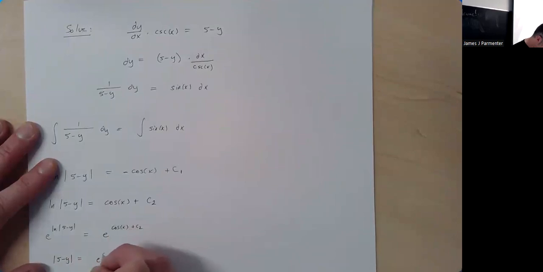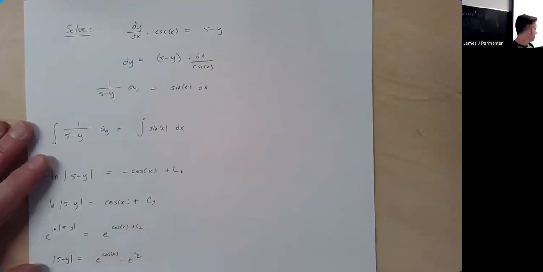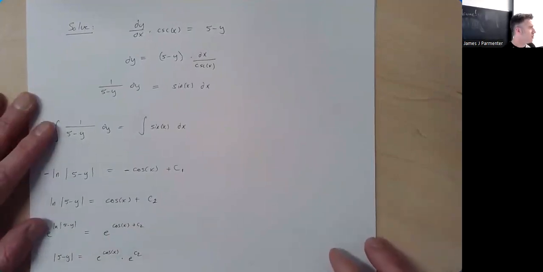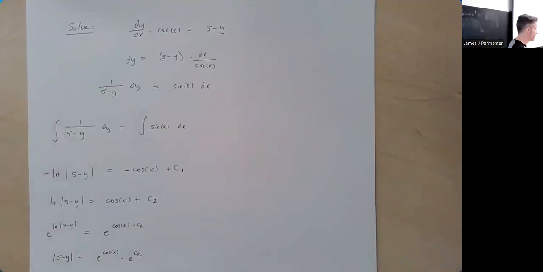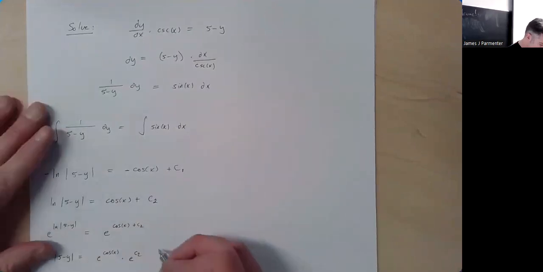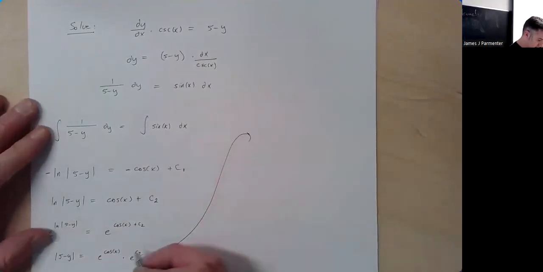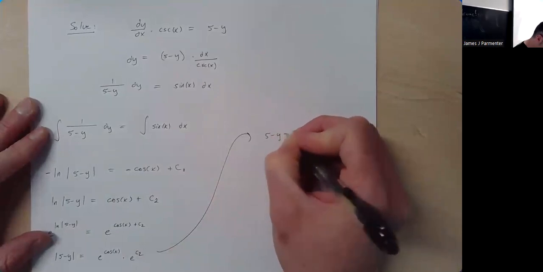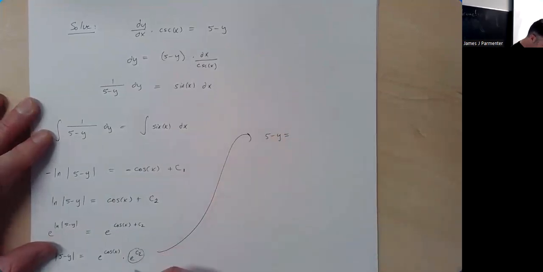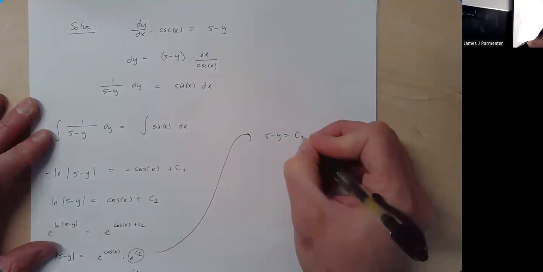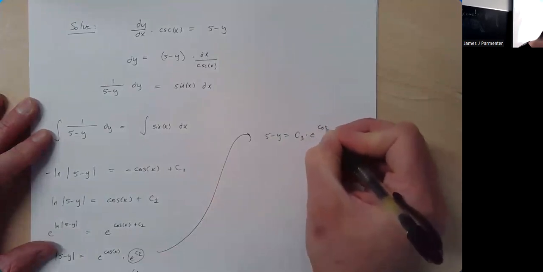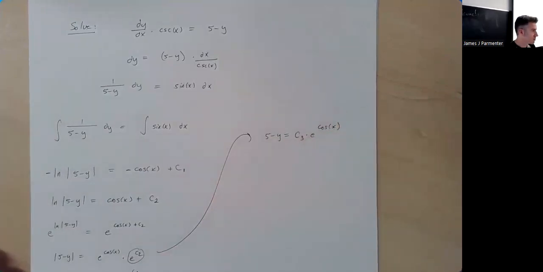That's going to equal e to the cosine of x times e to the c2, which you could, no, I don't want to call it that yet. I really do find it useful if I'm showing my absolute value stuff, not that I think you need, right? So at this point, really, you should just do the following. Here's what you should do, and then we'll show the work behind it again. So the next step would be to say, okay, 5 minus y equals, let's call this c3, c3 times e to the cosine of x.